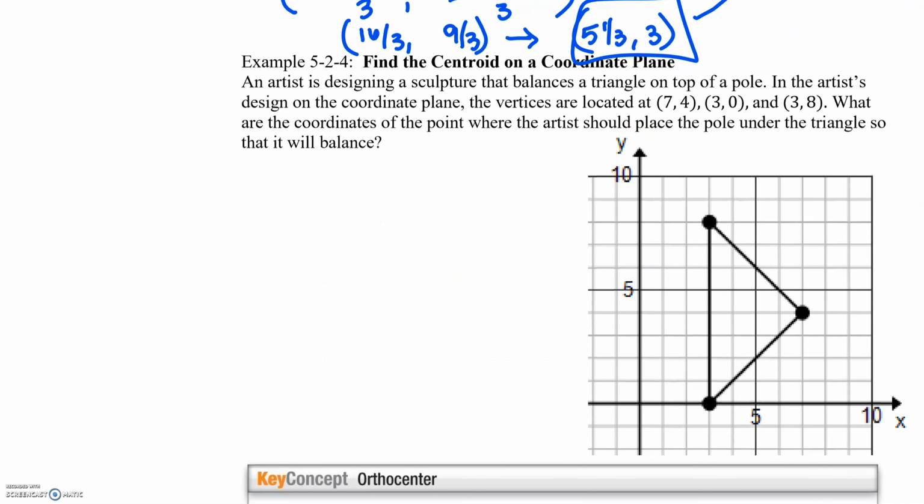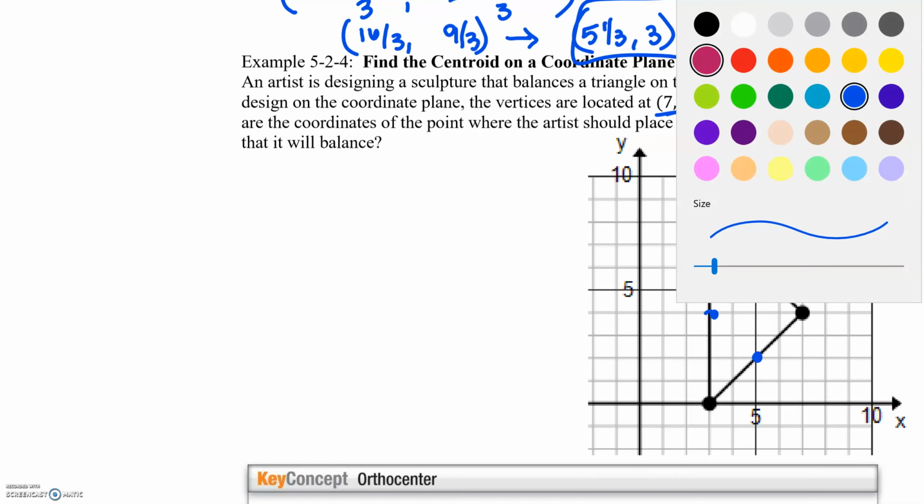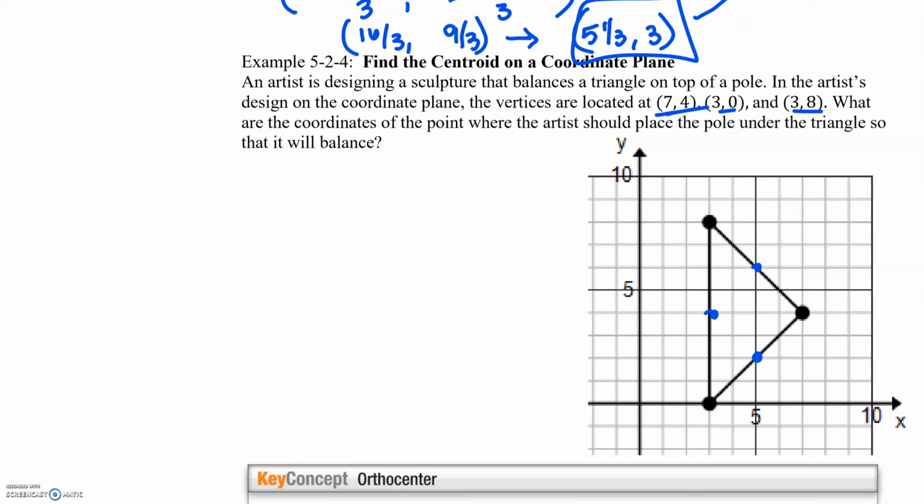So go ahead and try this one on your own. Here are our coordinates, those 3. You can either draw from the midpoints, or you can use our formula as we showed above. So whichever method you want to try, go ahead and do that.